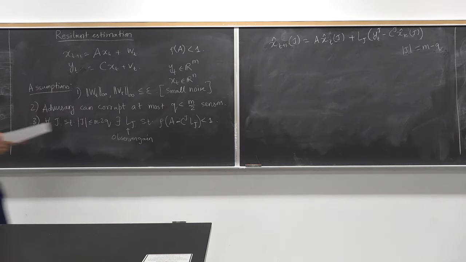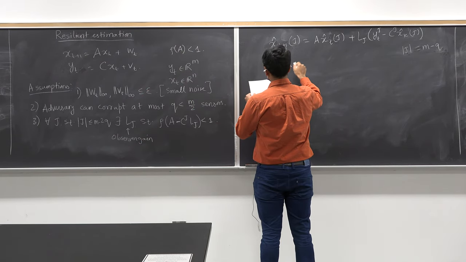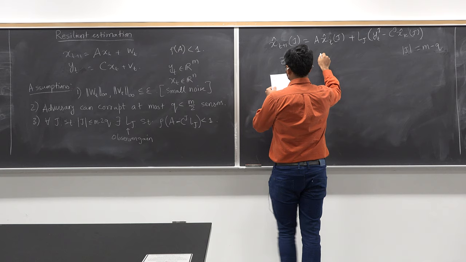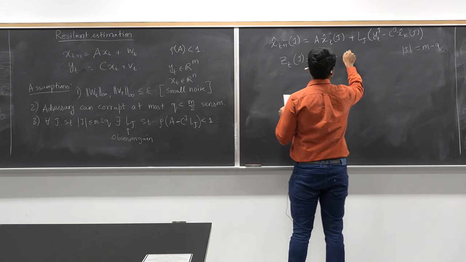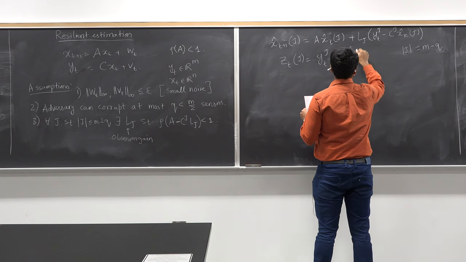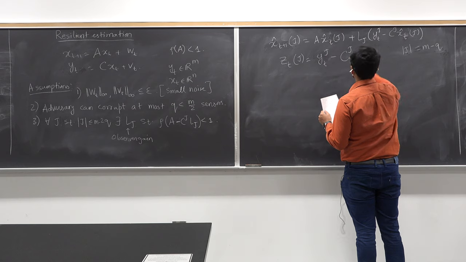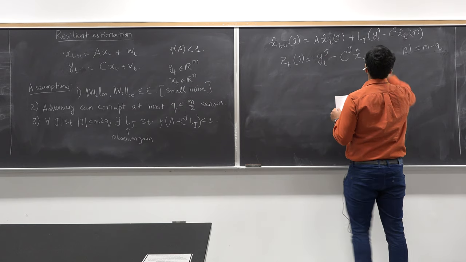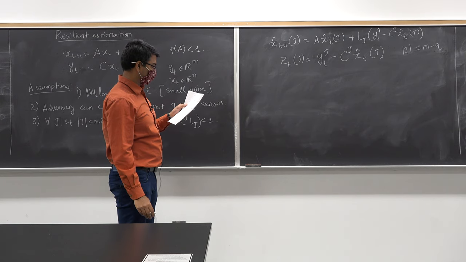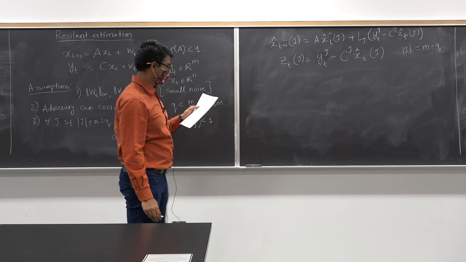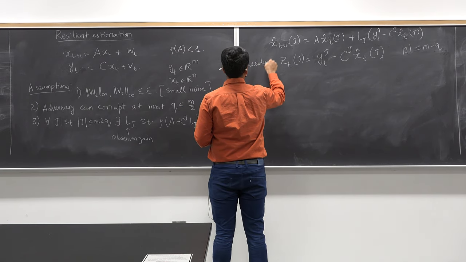Now I'm going to look at ZT of J, which is YT of J minus CJ X hat, sorry, this should be T, X hat T of J. And this is your residual.